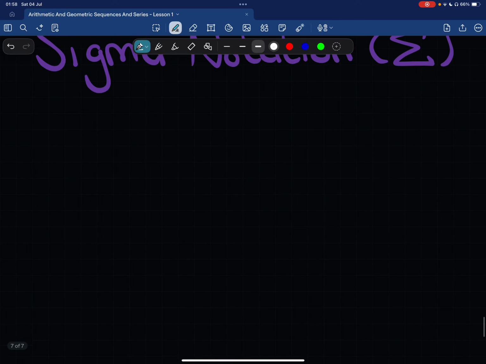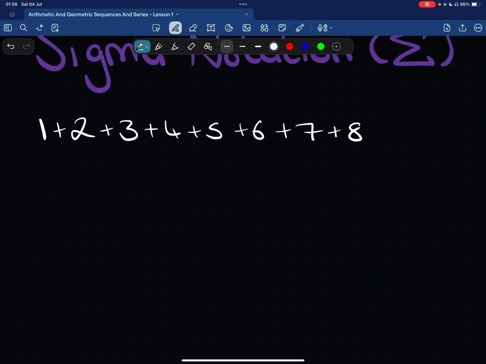Now we are going to talk about something known as sigma notation, which is first introduced in matric. It's a very simple topic, but it takes some people some time to acclimatize to. Okay, so imagine if I told you to add up all the numbers from 1 to 10. So that would be 1 plus 2 plus 3 plus 4, 5, 6, 7, 8, 9, 10.